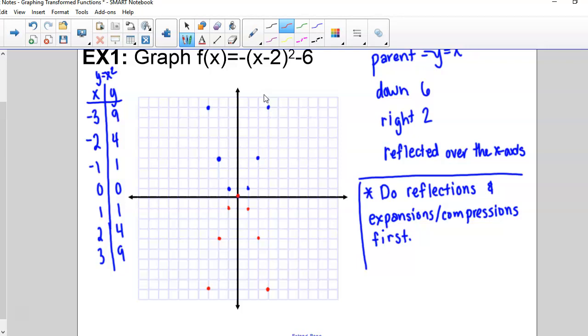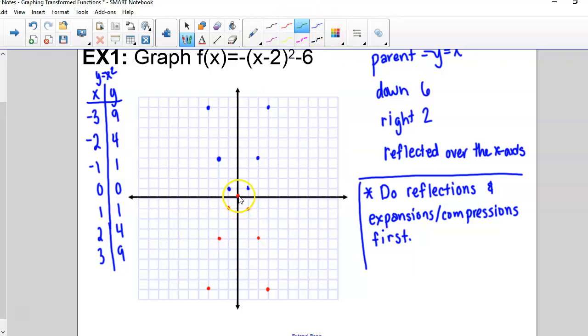Okay. Then, and it really doesn't matter, I know this one only had a reflection. It really doesn't matter whether you do reflections or expansions or compressions first. You can do either one of those in either order. But they must be done before you shift anything up, down, left, or right. And now I can move these points down 6 and to the right 2. Typically I do those at the same time because that's just a slide, so it's easy to do.